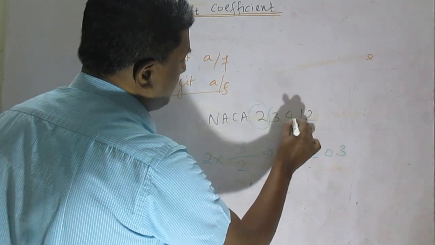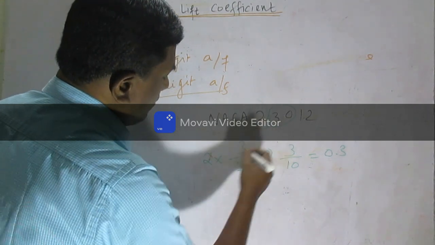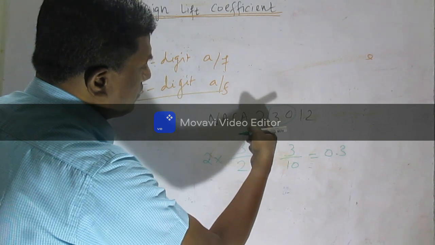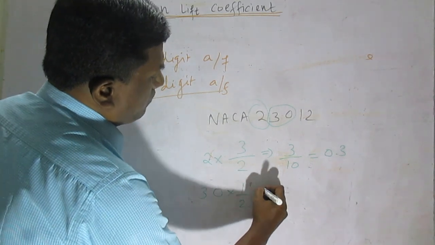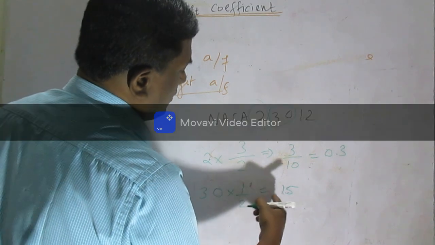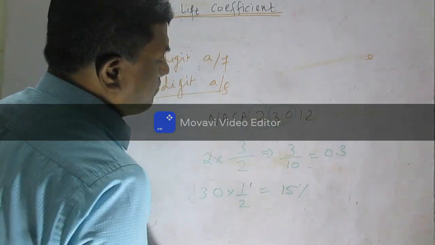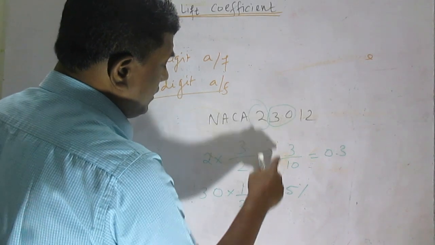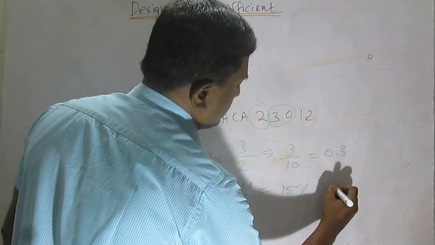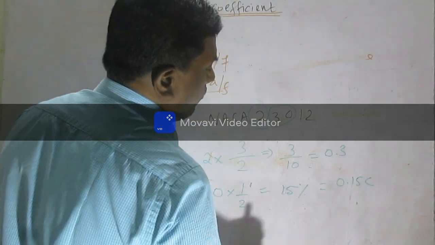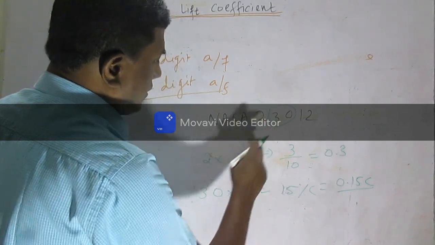Then the second and third digits together, 30, if multiplied by 1/2, give 15. That is the location of maximum camber. So here the maximum camber is located at 15% of the chord length, that is 0.15c. At that point, the maximum camber is located.